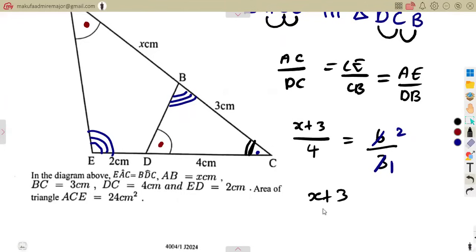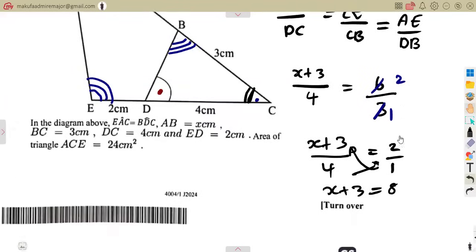We're going to divide by 4, equate to 2 over 1, or that's 6. So then cross multiply. So we say x plus 3 is equal to 2 times 4, which is 8. So let us find our x at the end. Okay, so in this case, if you transpose the 3 to the other side, that becomes a minus 3, and our x there is going to be 5.